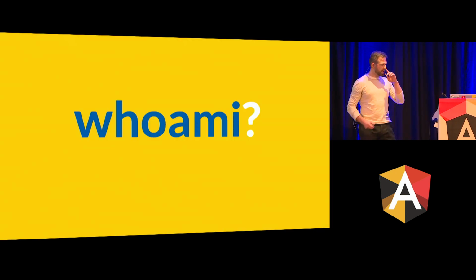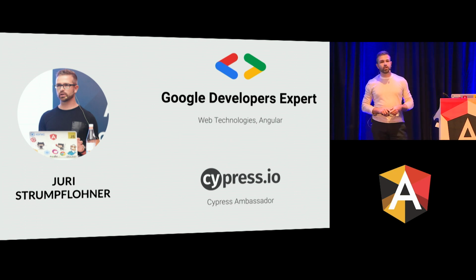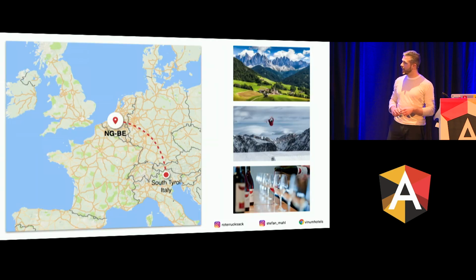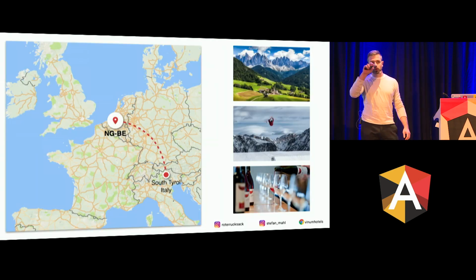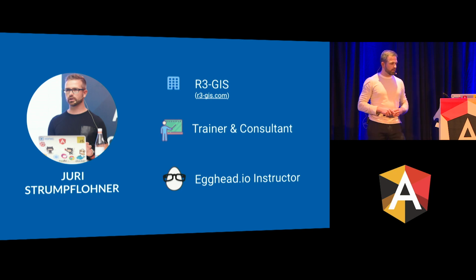Now let me first introduce myself very quickly. So as Bonnie mentioned, I'm Juri Strumpflohner. I'm a Google developer expert in web technologies. I'm also a Cyprus ambassador quite recently. I'm coming from Italy. I'm in the very northern part, so in the middle of the Alps. We have a lot of skiing areas there. Very nice also for hiking. And I'm working there at a local company. On the side, I'm also doing some training and consulting, mostly in the front-end space with Angular.